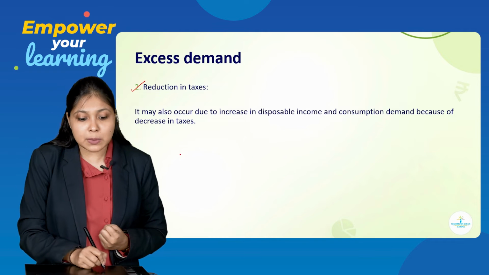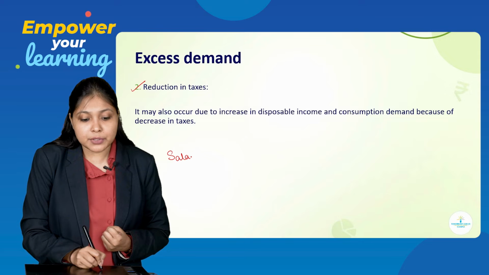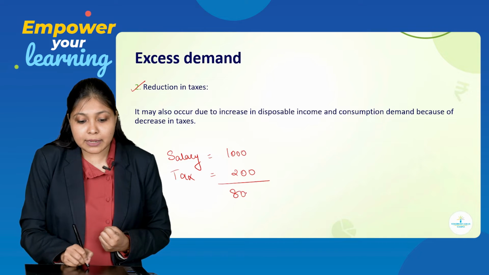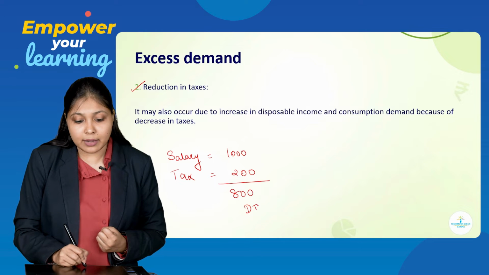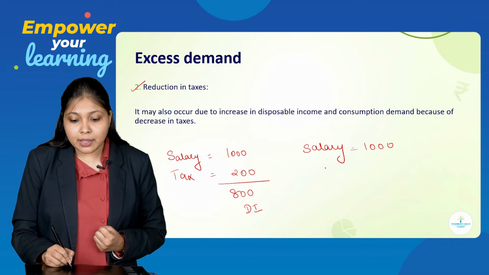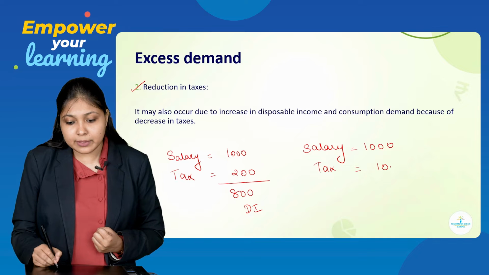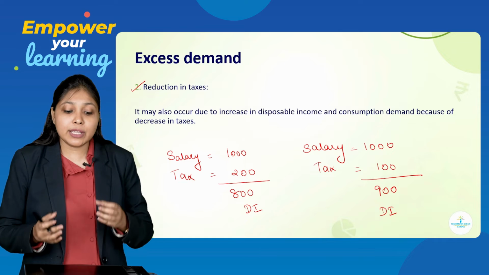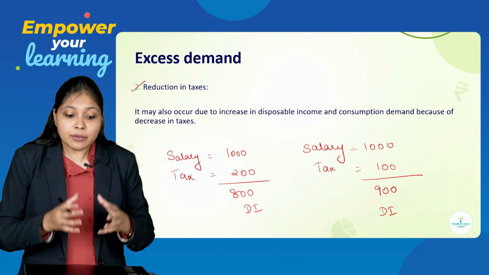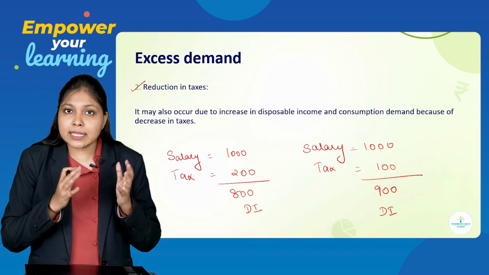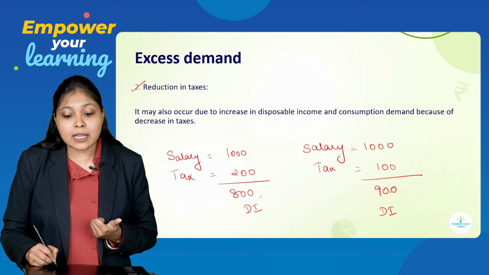For example, in situation 1, the salary of a person is 1000 rupees. Tax deducted is 200. So the disposable income left in the hand of a person is 800. In the second situation, the salary of the person is 1000. Tax is just 100. Remaining amount is 900. So basically, you can see there is reduction in taxes. First of all, the taxes were 200. Now the taxes have been reduced to 100. So when there is reduction in taxes, the disposable income increases.